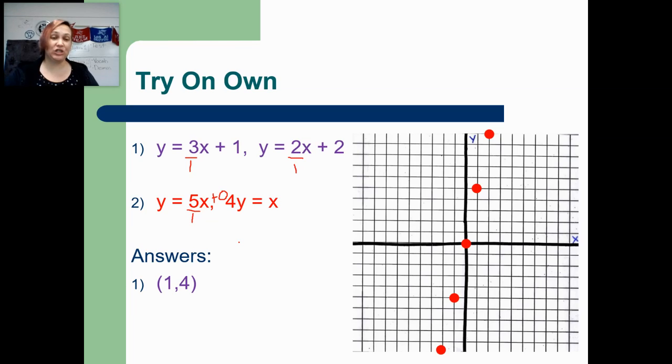For the second equation, I do need to change it to slope-intercept form. It is not currently in slope-intercept form. So I'm going to divide both sides by 4, and I get y equals 1 over 4x. And again, if it helps, you can write plus 0.